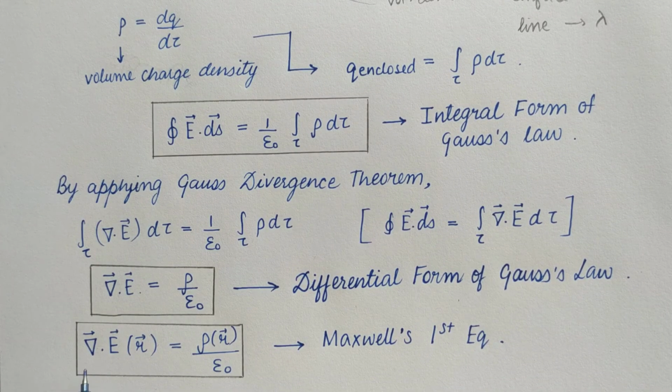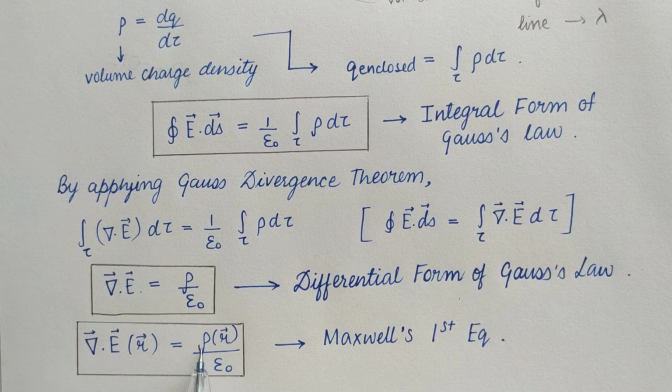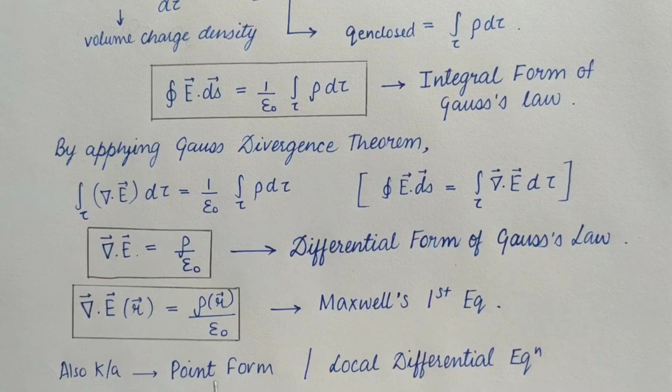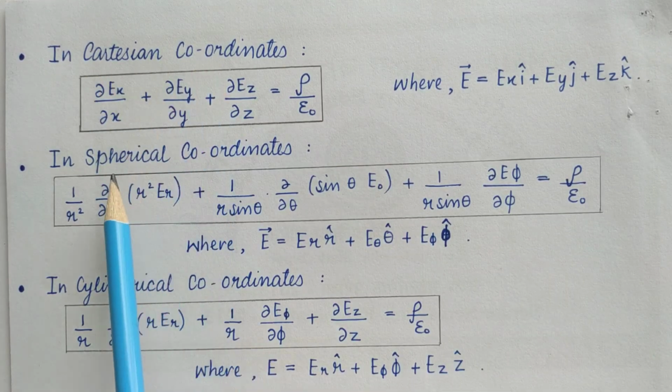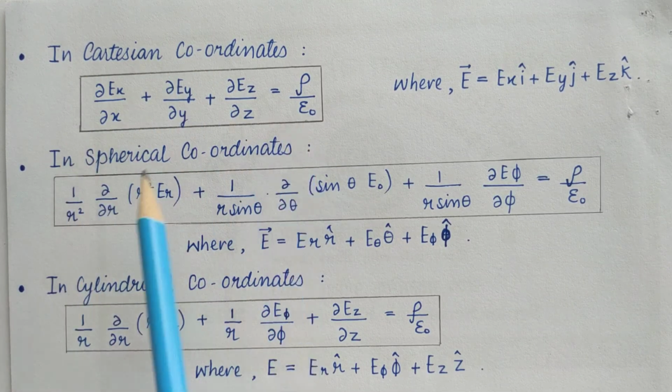Here, divergence of E at the position R depends on the volume charge density, that is rho, at the position R of that point. That is, divergence E is a function of the coordinates and it may vary from point to point. That's why this differential form of Gauss law is also known as point form and local differential equation. And we can represent that differential equation in Cartesian, spherical and cylindrical coordinates like this. These are the general forms.